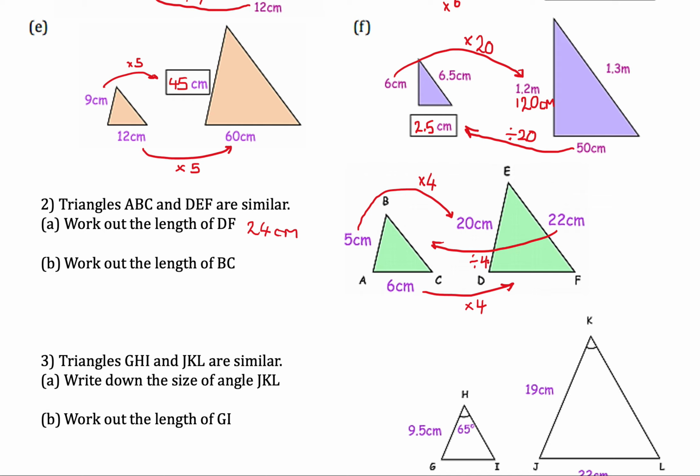How many 4's go into 22? Well, 5 4s go into 20, and then we can get half of 4 into that remaining 2, so that's 5.5.